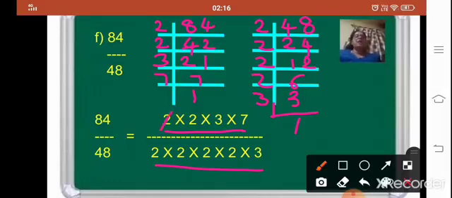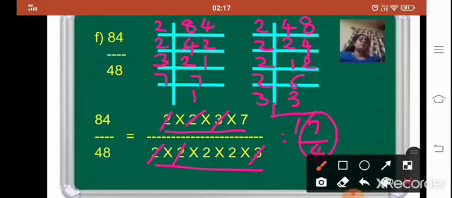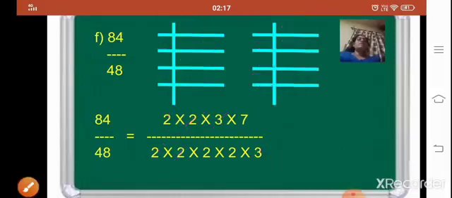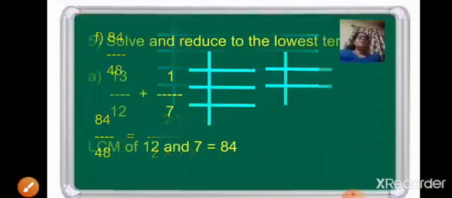Now this 2 and this 2 you can cancel. Here common factors you can cancel. 3 also. So what is left? That is 7 upon 4. So the answer is 7 upon 4. Okay, so this is your answer. So you have reduced it to the lowest term.